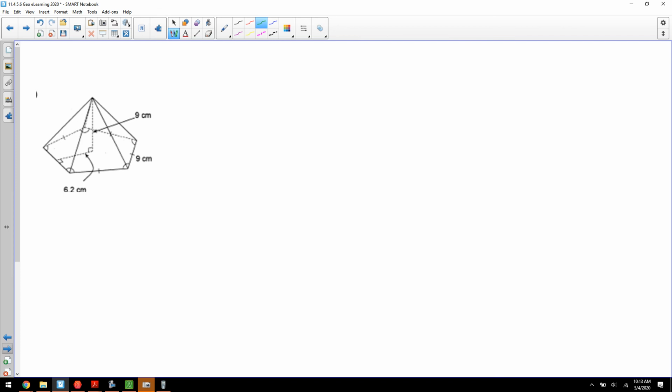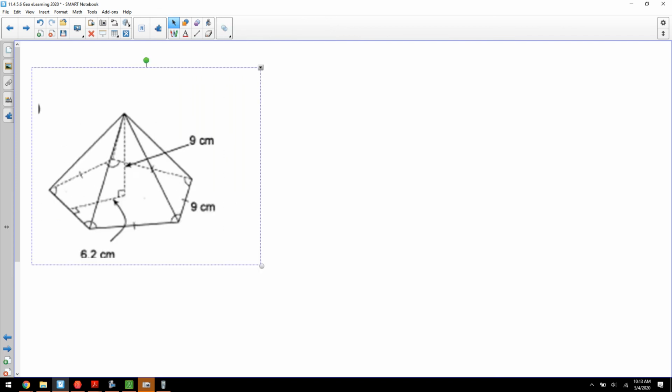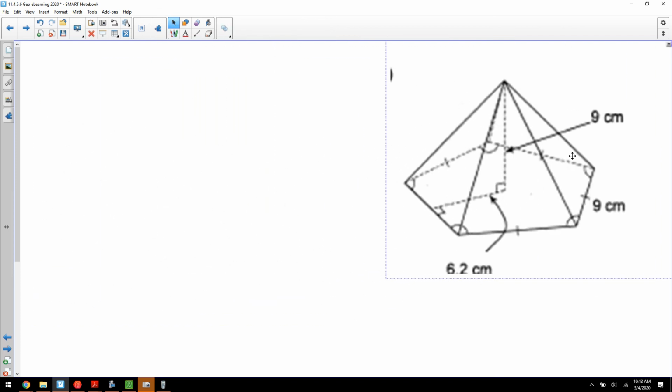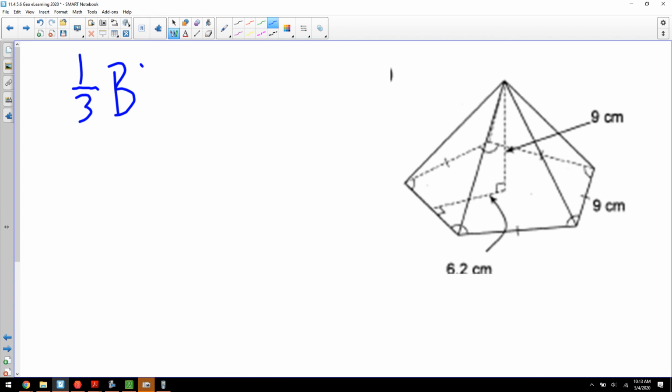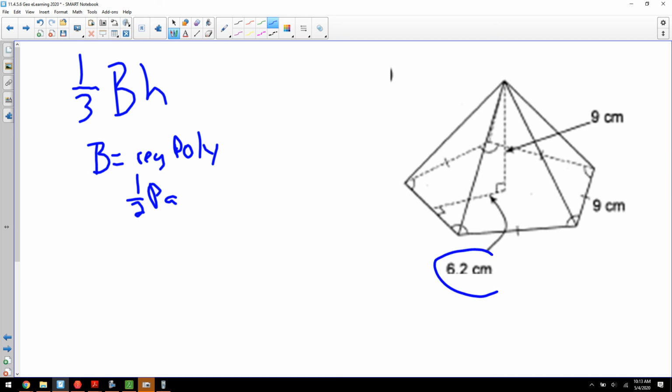One more. Remember, since these are volumes, you can also have a big B of a regular polygon. When you're doing regular polygon stuff, it's still the same thing: 1/3 big B times the overall height. Here, it's a regular polygon, and if you look at your formula sheet, you remember it's 1/2 perimeter times apothem. Well, the apothem is given to you. It's that 6.2 here. That's why they show the arrow. The 9 in this case is the overall height, but there's also a 9 here for your sides.